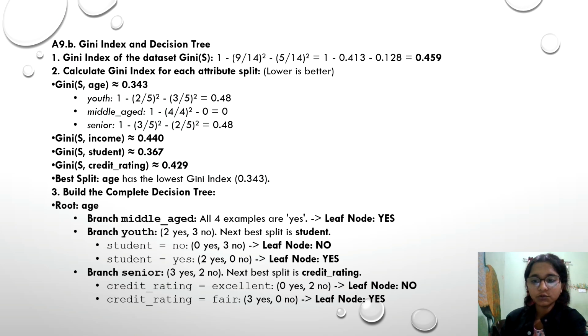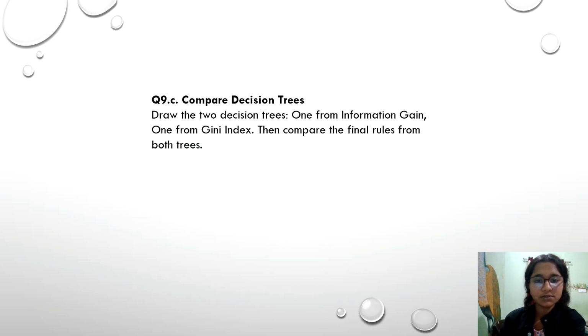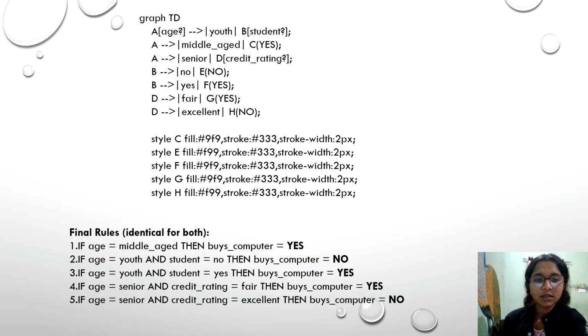Now let's move to the last question, that is, compare decision trees. Draw two decision trees, one from information gain and one from Gini index, then compare the final rules from both trees. And these are the two different trees, and the final rules are here.